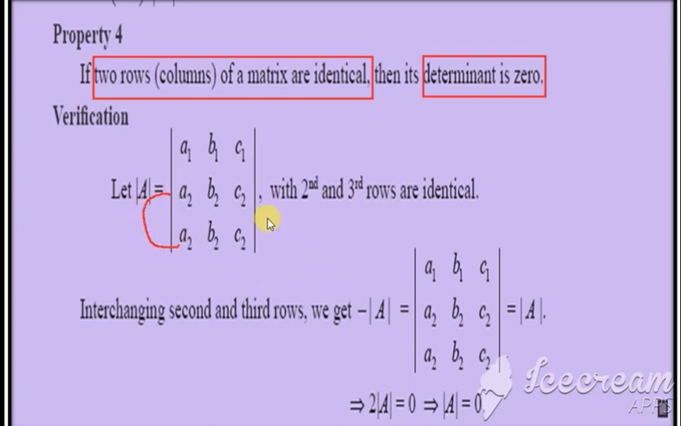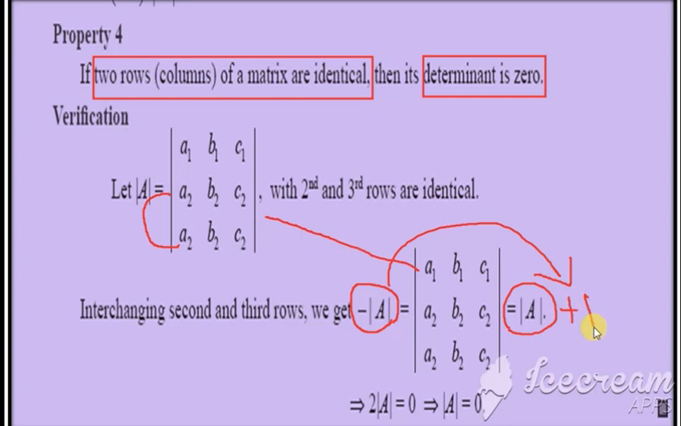What will you get? The same matrix: A1 B1 C1, A2 B2 C2, A2 B2 C2. But by the property, if any rows or columns are interchanged, the value is not altered, only the sign changes. So interchanging the second and third rows, we get minus determinant of A equal to determinant of A. So I take that minus determinant of A to the other side: determinant of A plus determinant of A.